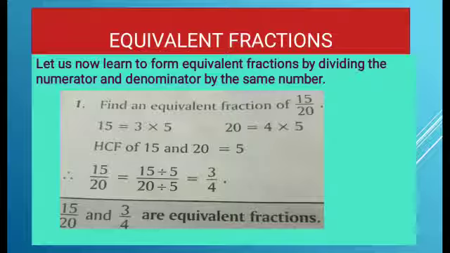If 15 and 20 are divided by 5, we get 3 upon 4. So 15 upon 20 and 3 upon 4 are equivalent fractions.